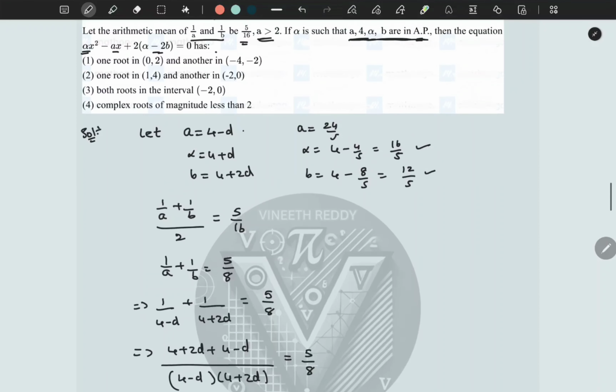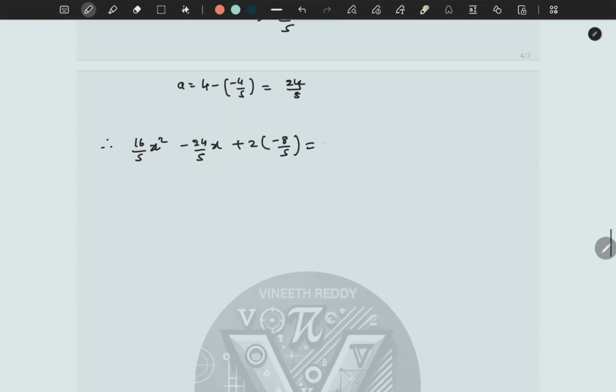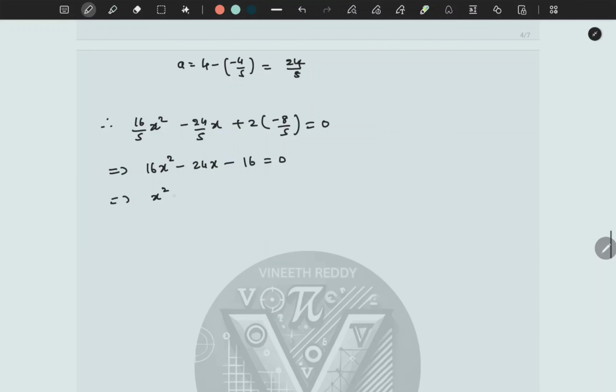That should be equal to 0. Yes, definitely we can cross multiply, or we can send 5 to the right hand side. We get 16x square minus 24x minus 16 equals 0. We can divide this by 8, so we get 2x square minus 3x minus 2 equals 0.